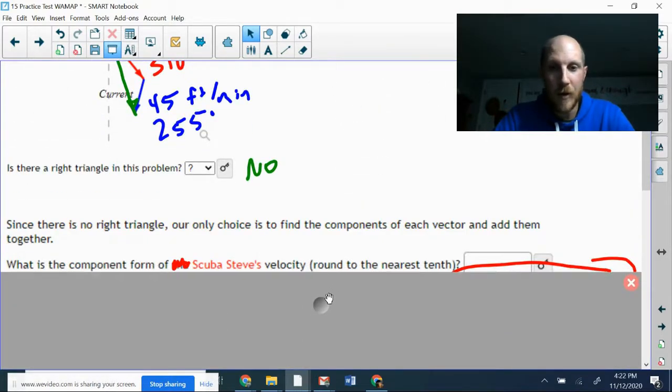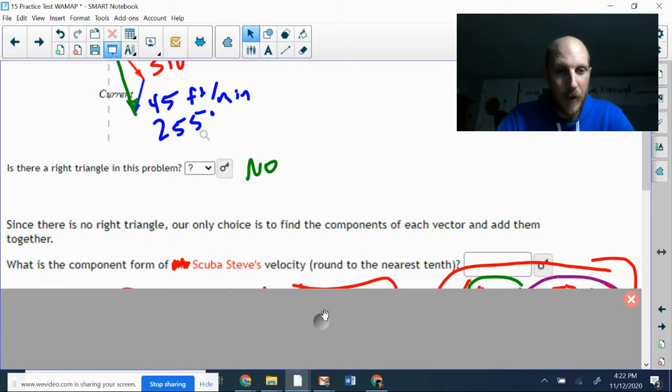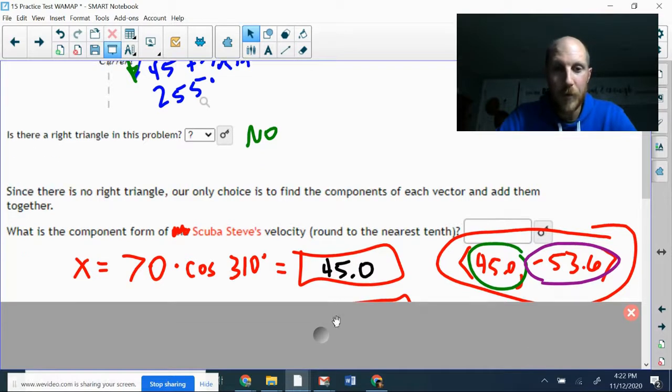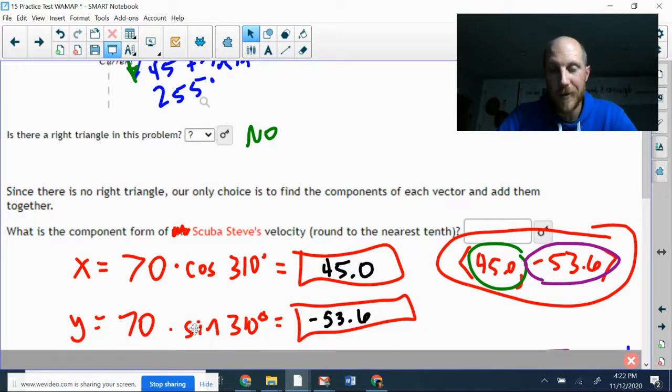Next question. Since there is no right triangle, our only option to proceed is to find the components of each of those two vectors and then add them together. So we'll start with the Scuba Steve component. To find the x component, I'm going to take the magnitude, which was 70 feet per minute, and multiply it by the cosine of the direction angle, which is 310. So I got 45 feet per minute for the x component. The y component, magnitude times sine of 310, so I got negative 53.6. I've rounded those to the nearest tenth as indicated in the directions.